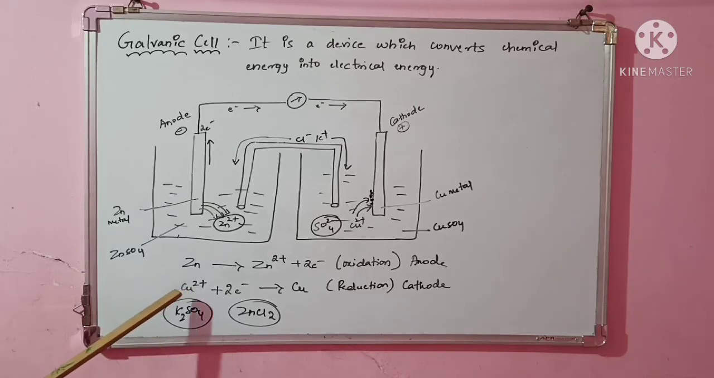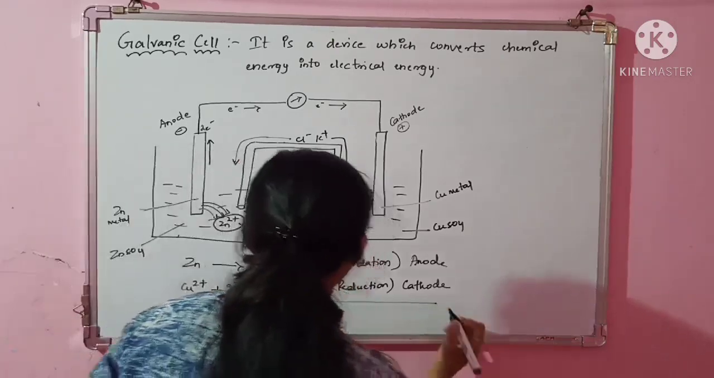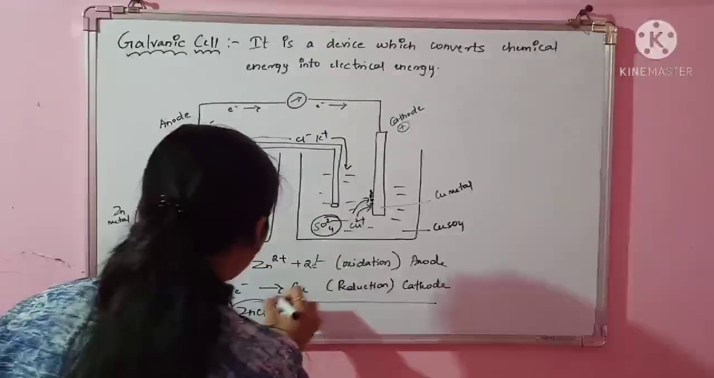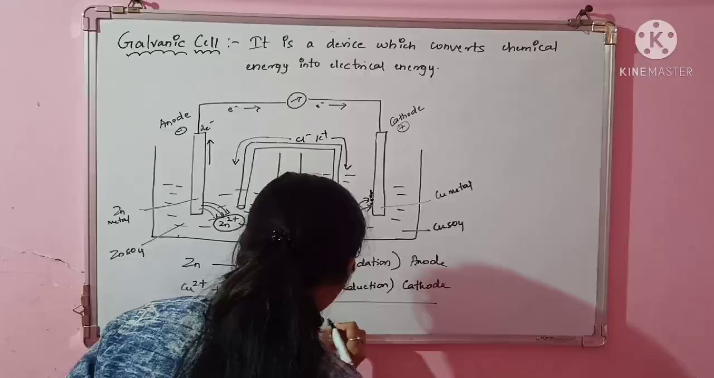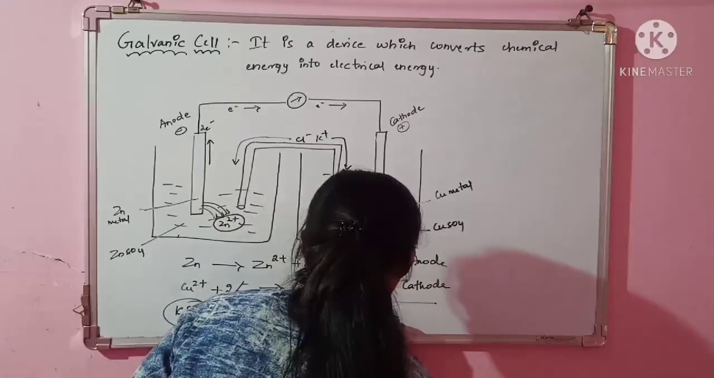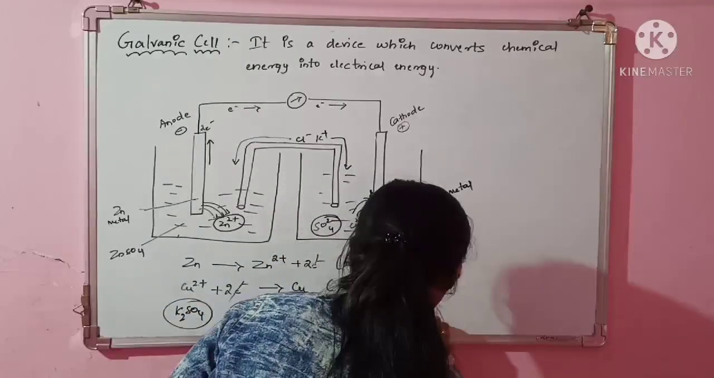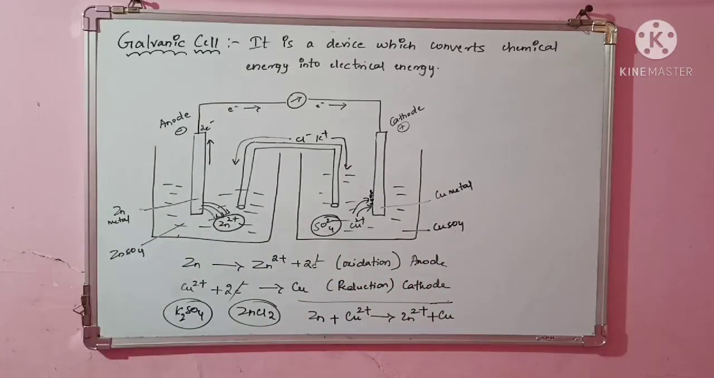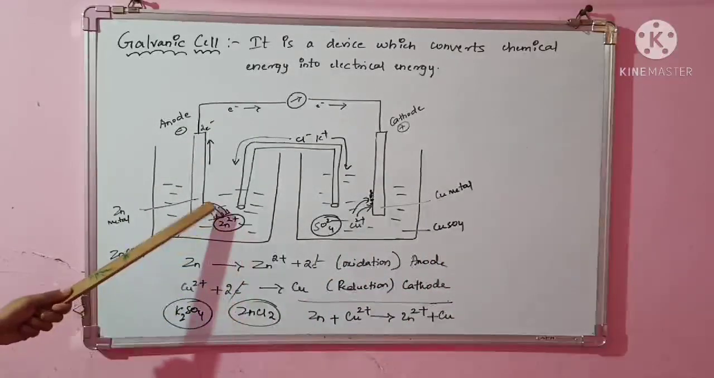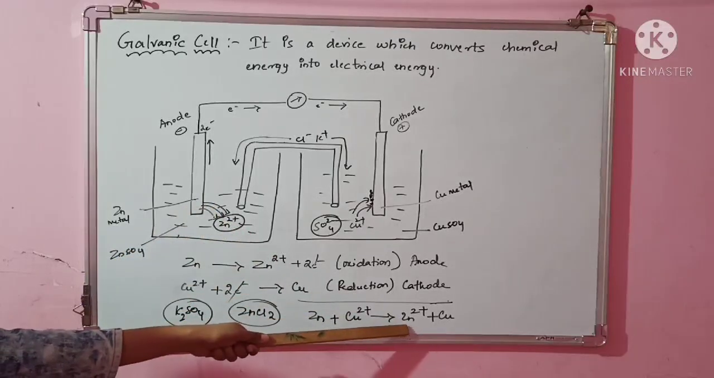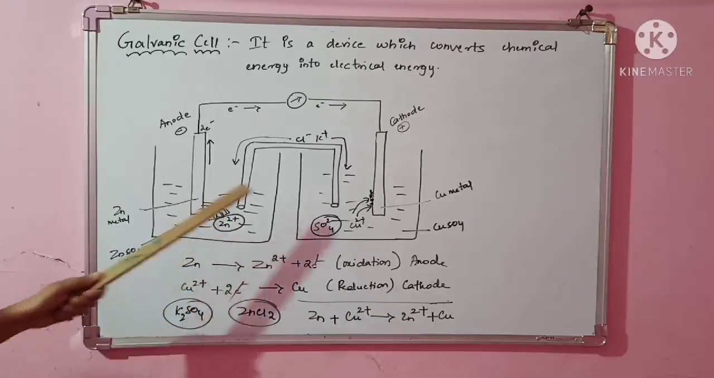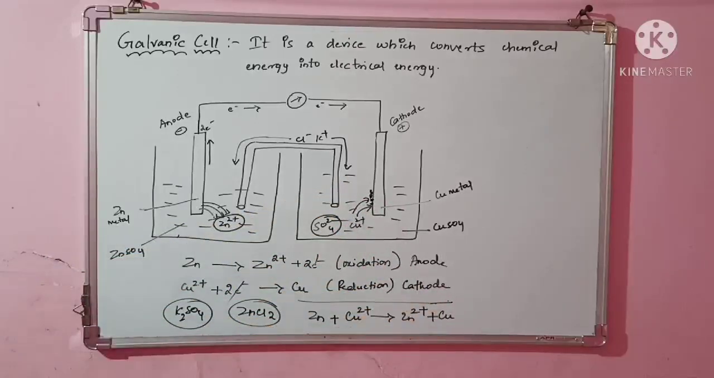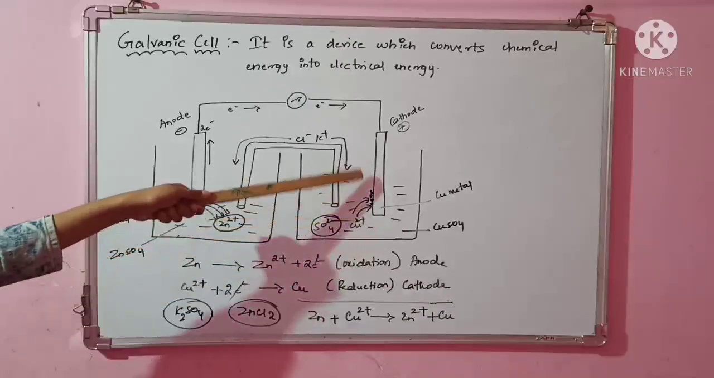Then what will be the overall reaction? Can you tell me? See, on the LHS, zinc plus Cu2+. These two electrons, I'll cancel out. So it will be Zn plus Cu2+ giving rise to Zn2+ plus Cu. This is the overall reaction. Your zinc will dissolve in the solution and become Zn2+, and your copper ion gains those two electrons and gets converted into copper metal.